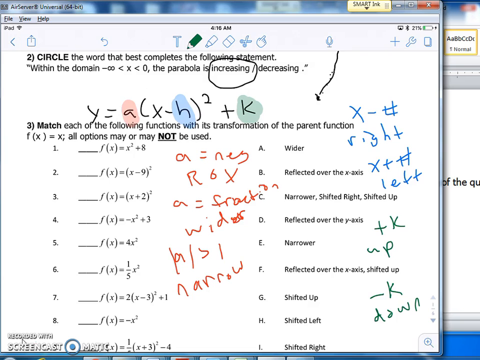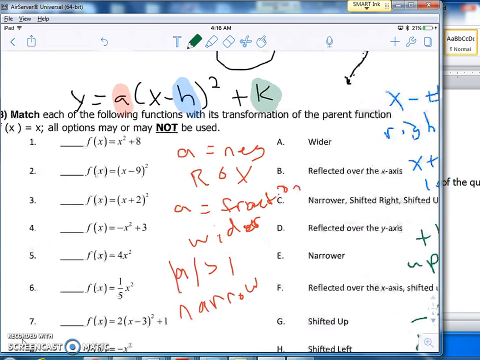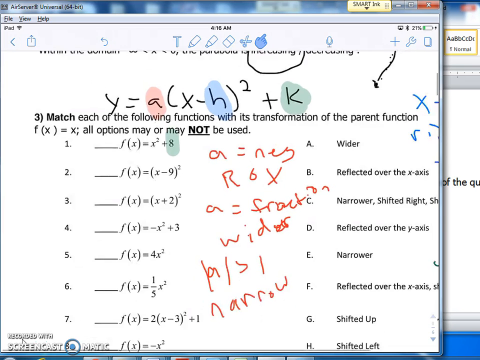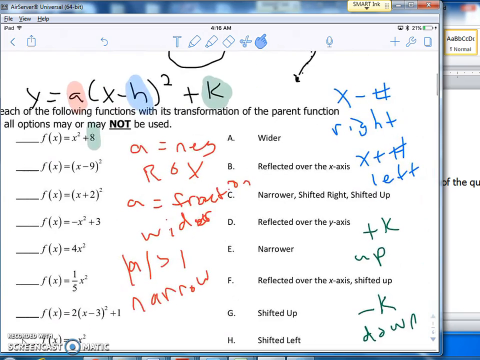So let's look at what we got. Number 1, our a value is 1. There is no parentheses, so our h value is 0. All we have is this plus 8. And when we have a plus 8 outside, it's going to be our k value, so it's a shift up. All we have is a shift up. And that looks like G.